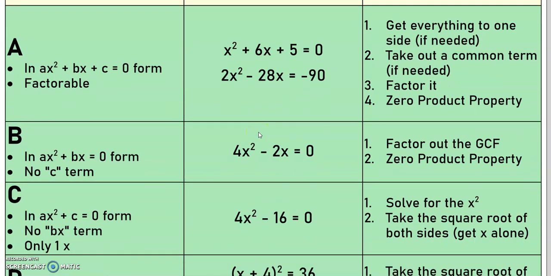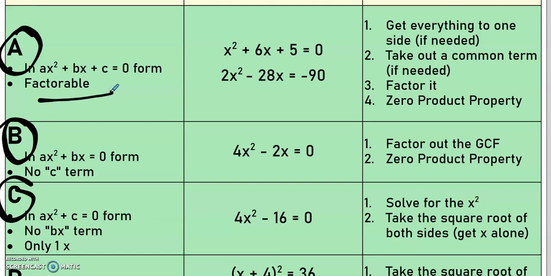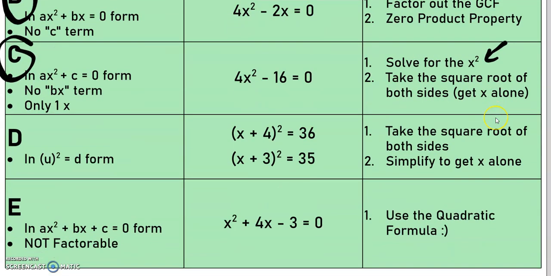in class, we focused on A, B, and C. So we've already reviewed how to solve equations with factoring, how to solve equations when we factor out a GCF, and using the square root property. Already reviewed those three examples. How about the last two? So we're going to complete our chart today, watching this video.